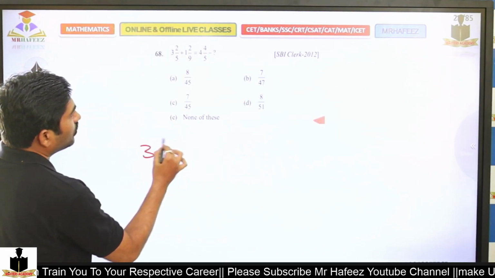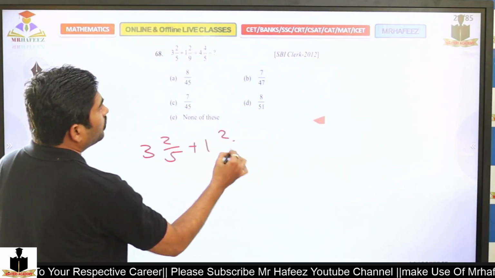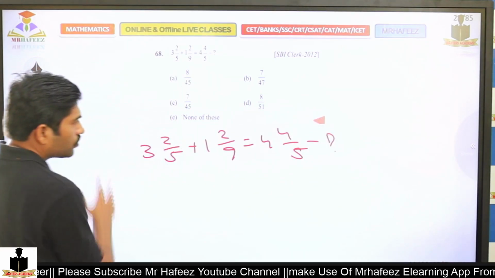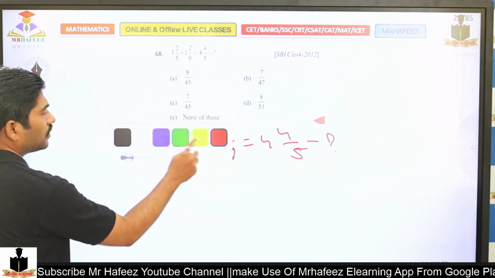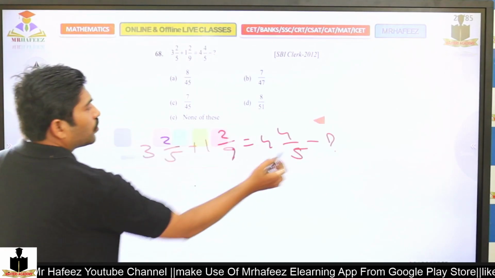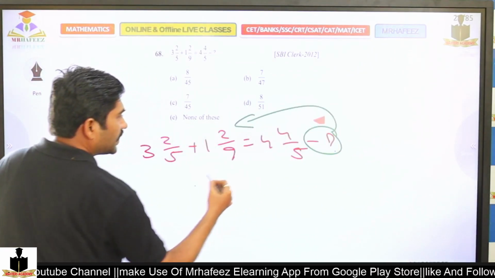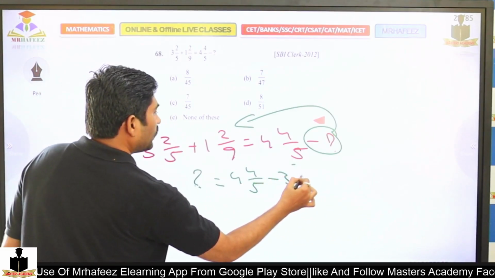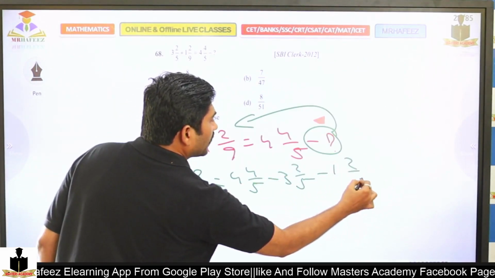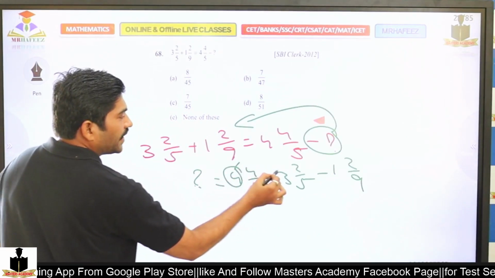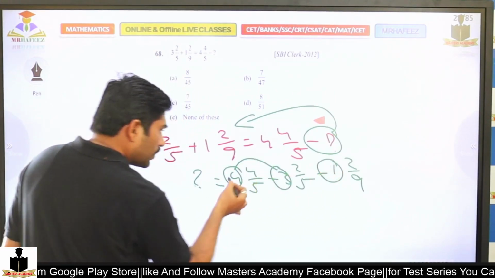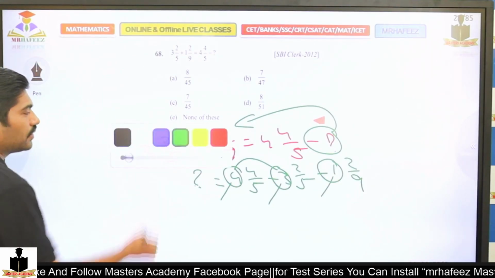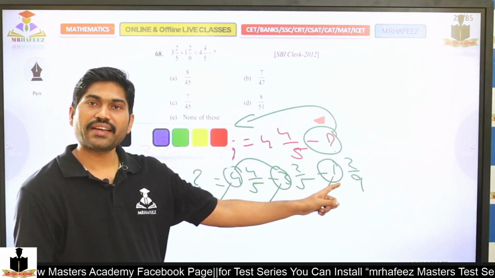So 3 2 by 5 plus 1 2 by 9 equals to 4 4 by 5 minus question mark. So if this is the question, the question mark should be placed at the other end. Question mark equals to 4 4 by 5 minus 3 2 by 5 minus 1 2 by 9. So 4 minus 3 minus 1. So these symbols are already over, because 4 minus 3 is 1, 1 minus 1 is a 0.